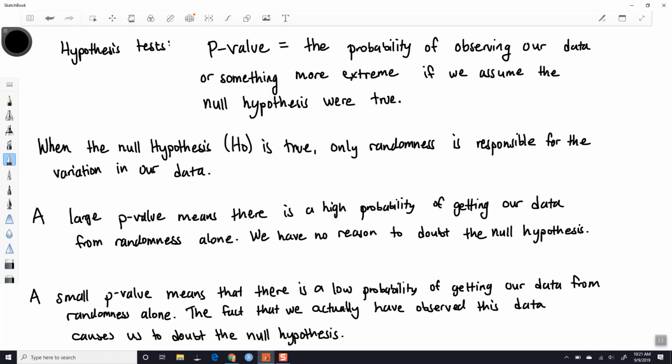If when we do the calculations we find out that it's really unlikely for randomness alone to produce the data, the fact that we have this data says, I don't think my data was produced by randomness alone. So a small p-value means there's a low probability of getting our data from randomness alone, and the fact that we've actually observed this data causes us to doubt the null hypothesis. We do not believe our data is a result of randomness only.